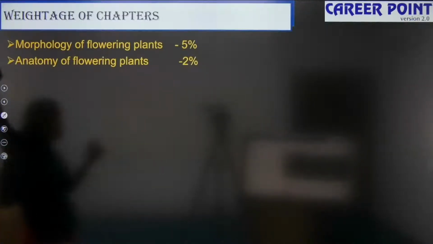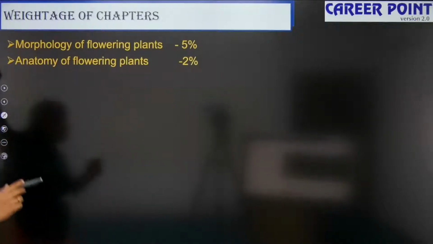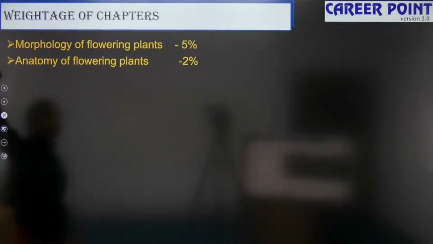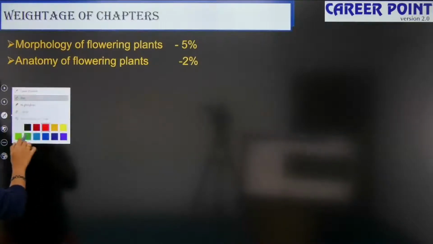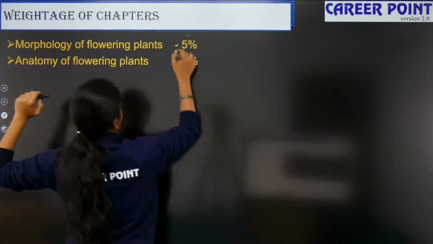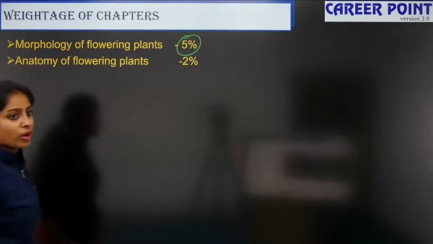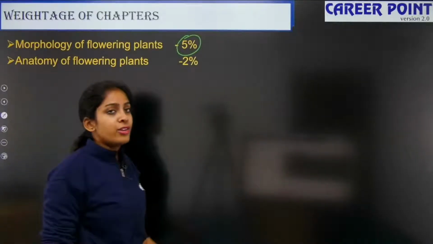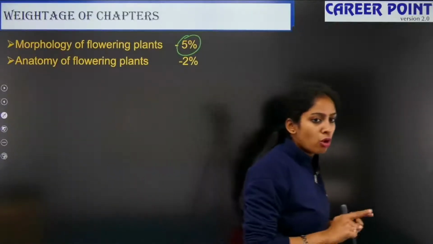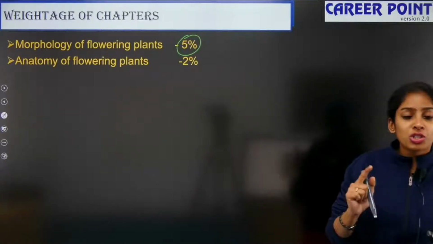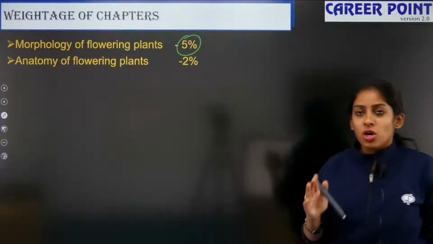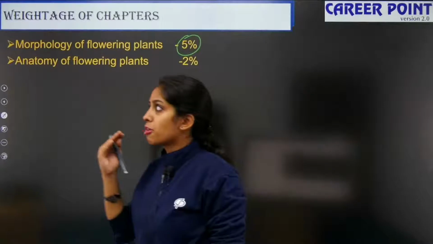Morphology talks about the external features and anatomy talks about the internal structure. Both are huge chapters, but morphology has high weightage: around 5%, while anatomy has a weightage of 2%. So you should concentrate more on morphology because it has more examples. Anatomy has fewer examples but more theory.